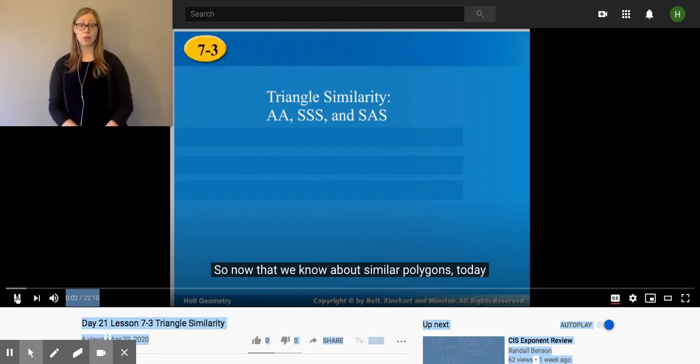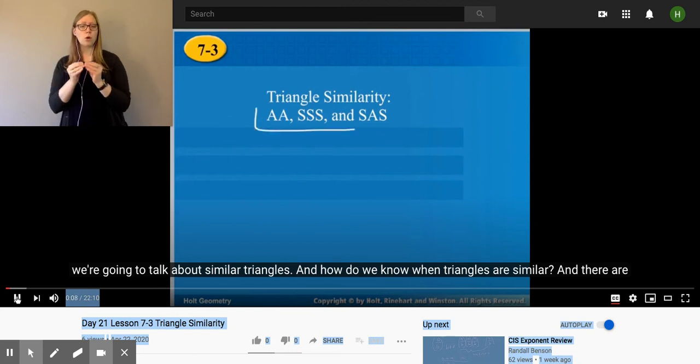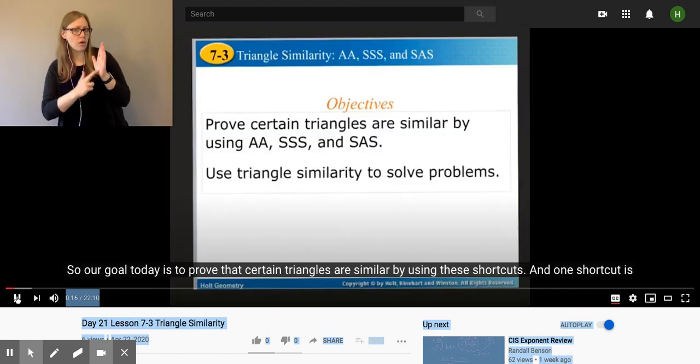So now that we know about similar polygons, today we're going to talk about similar triangles and how do we know when triangles are similar. And there are some rules, there's some shortcuts that we can learn that will help us out. So our goal today is to prove that certain triangles are similar by using these shortcuts.